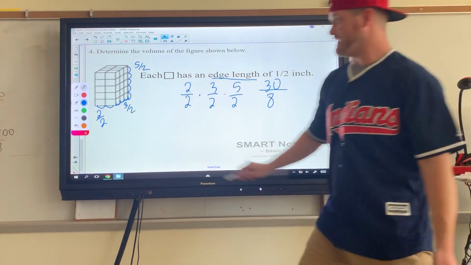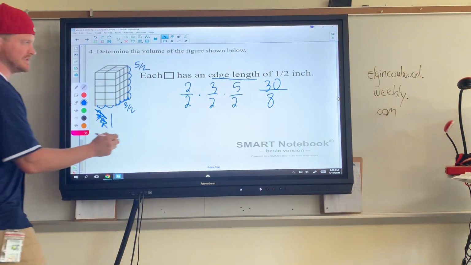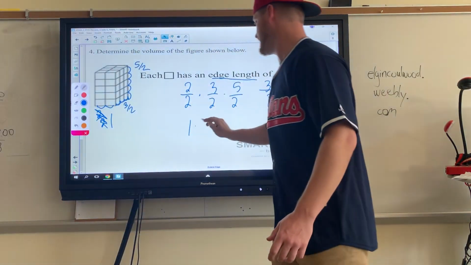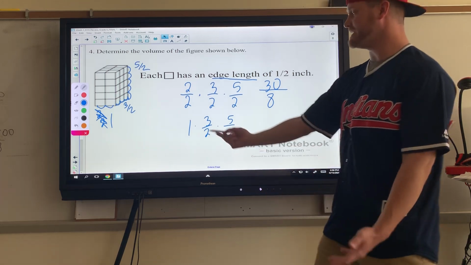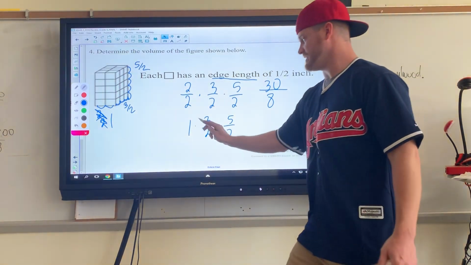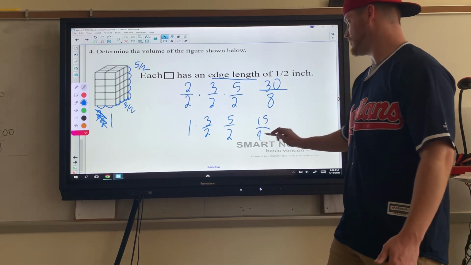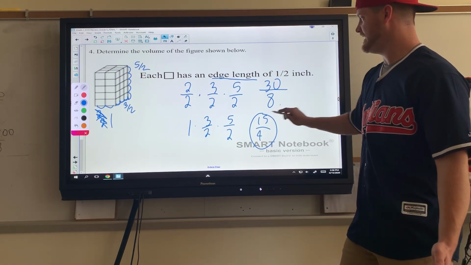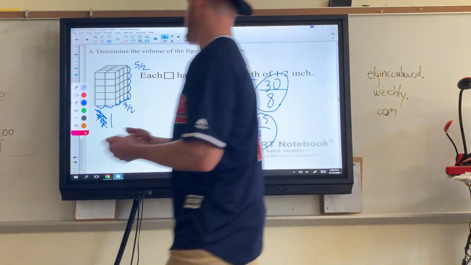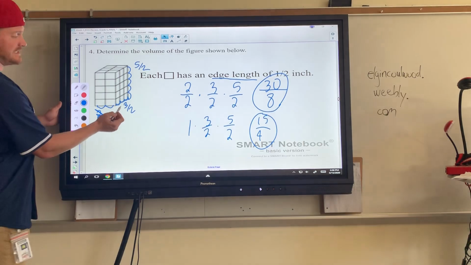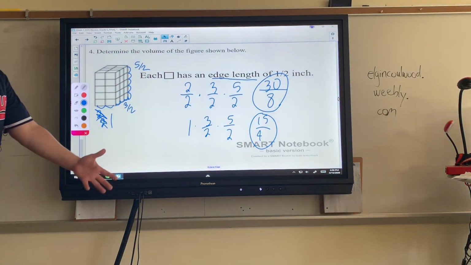Or if you simplify this, 2 halves is the same as 1. So we could also do 1 times 3 halves times 5 halves. Anything times 1 is itself, so we can just forget the 1. So 3 times 5 is 15. 2 times 2 is 4. And if you notice, 15/4 is just 30/8 reduced. Or if you wanted to use the mixed numbers, if you did 1 times 1.5 times 2.5, you'll get the same answer either way throughout.